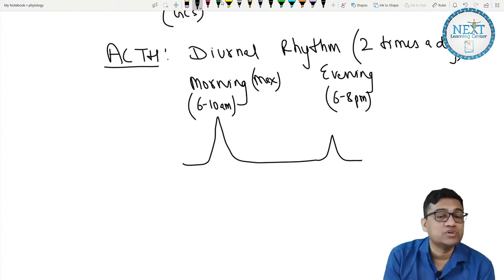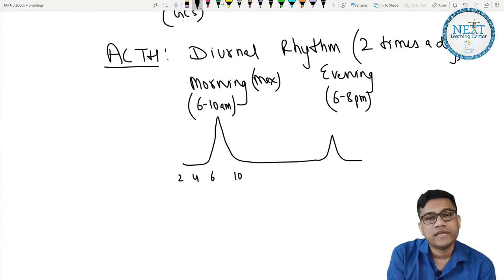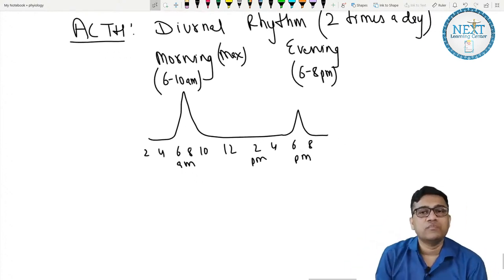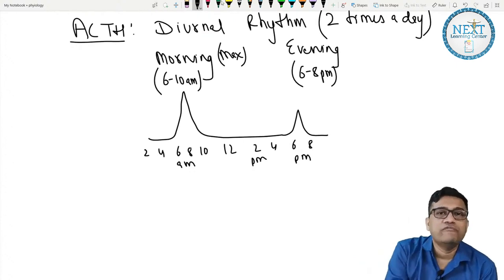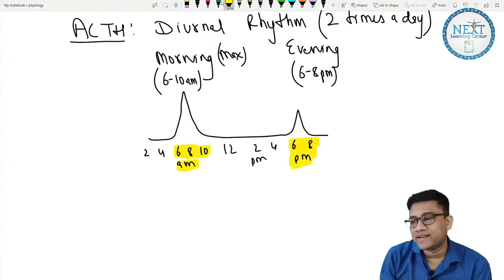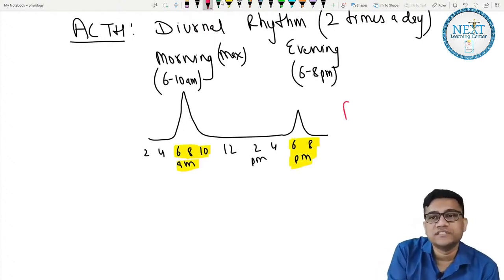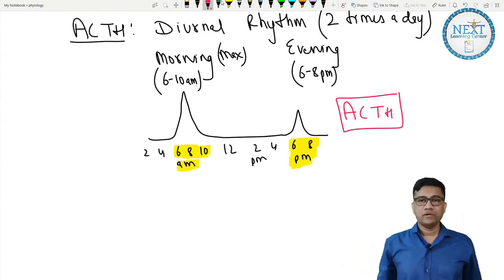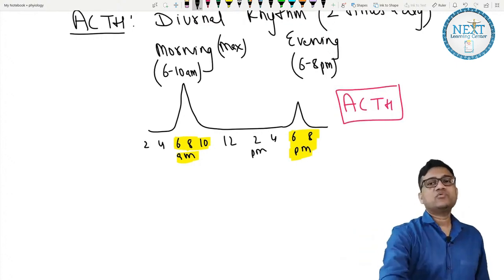If they give this as an exam question, how will they give it? They'll give it like this: 2 a.m., 4 a.m., 6 a.m., 10 a.m., 8 a.m., then PM, 12, then 2, 4 p.m., then 6, 8 p.m. They give you a graph and ask which hormone is depicted in the graph below. If a hormone is released at 6 to 10 a.m. in the morning and 6 to 8 p.m. in the evening, it is most likely ACTH. So which hormone is this? It is ACTH. Clear?